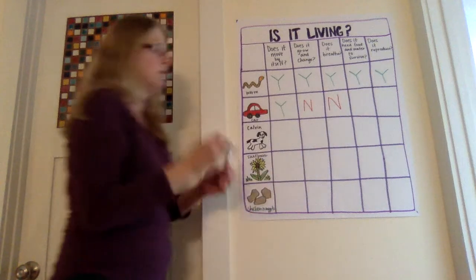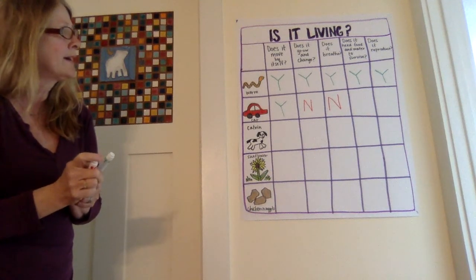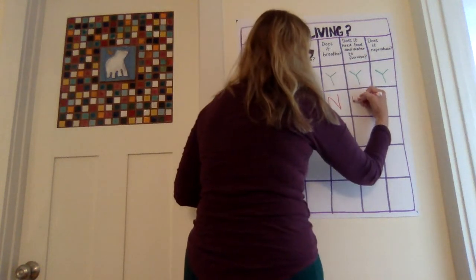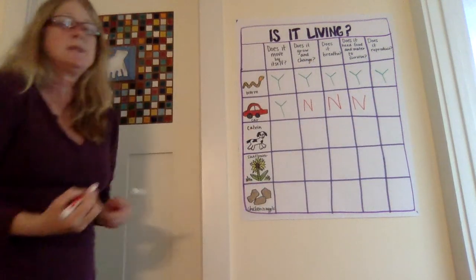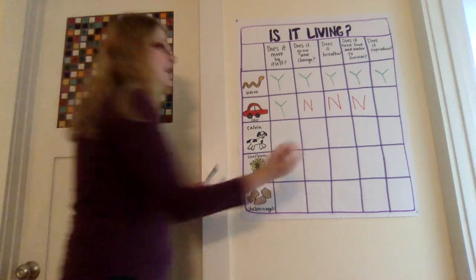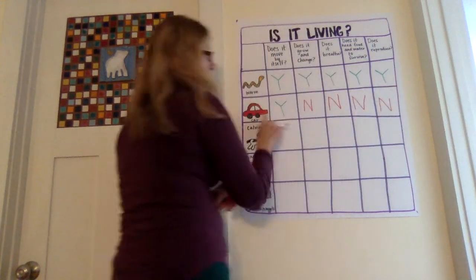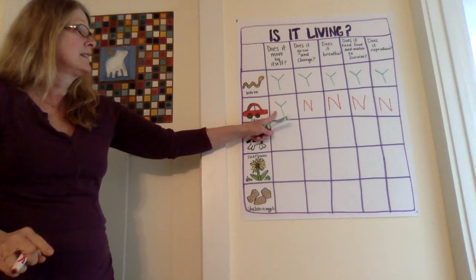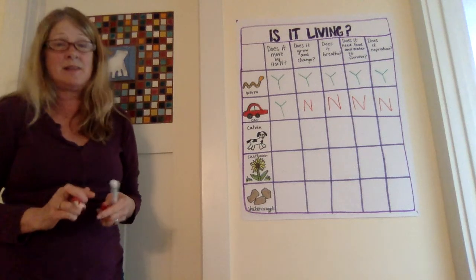Does it need food and water to survive? It doesn't need food and water. It does need gas, but that's not food and water. So I'm going to put no. And does it reproduce and make more cars? No, it doesn't. So I can see that even though it has one yes, all the rest are no. So this is not living.